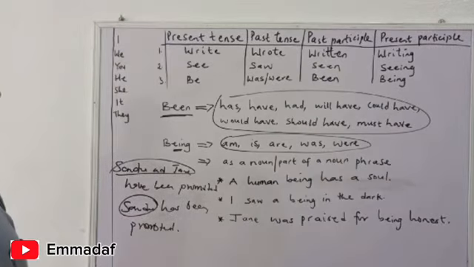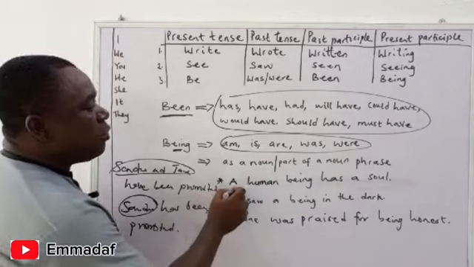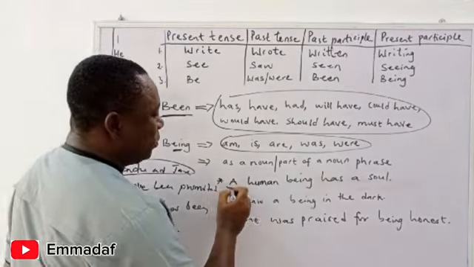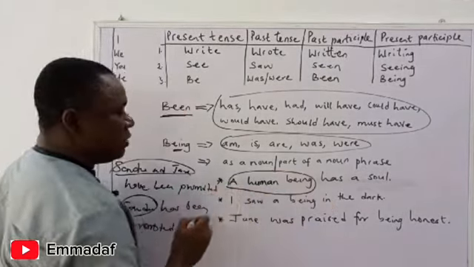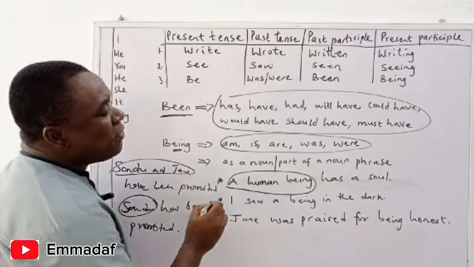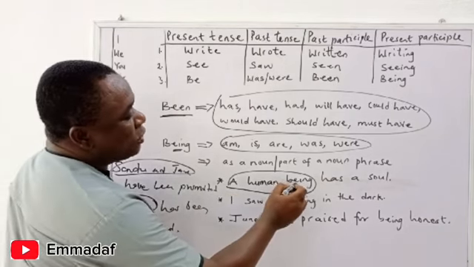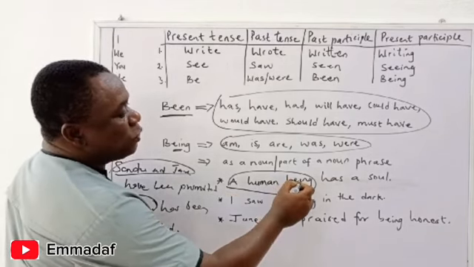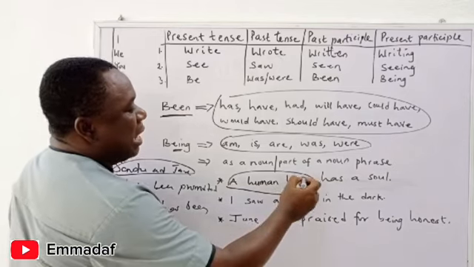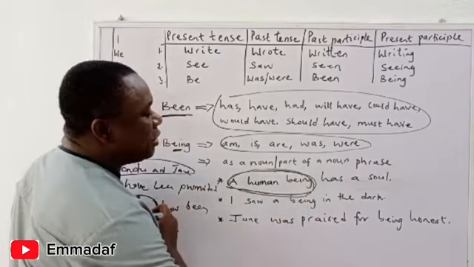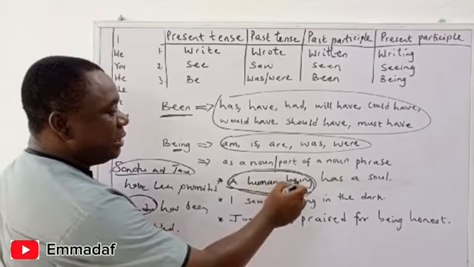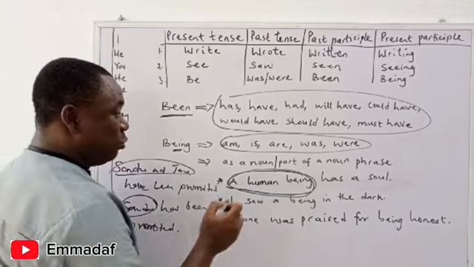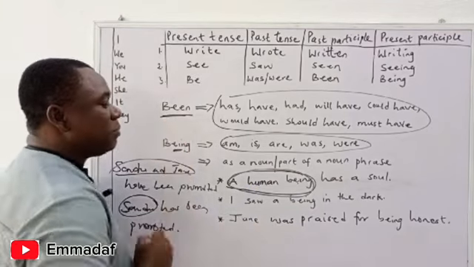"Being" too can also function as the subject of the sentence or as part of the noun phrase in a sentence. Look at this example. A human being has a soul. This is the subject of the sentence. So whenever you see these words and you want to use any of these and you see that it is functioning within the subject area, know that this is the form to use, not this.